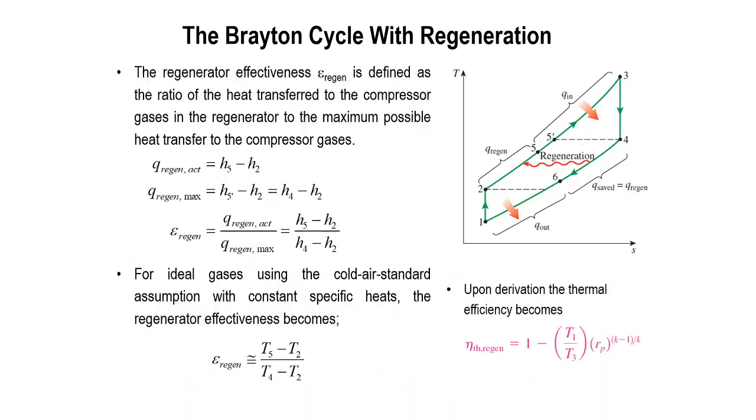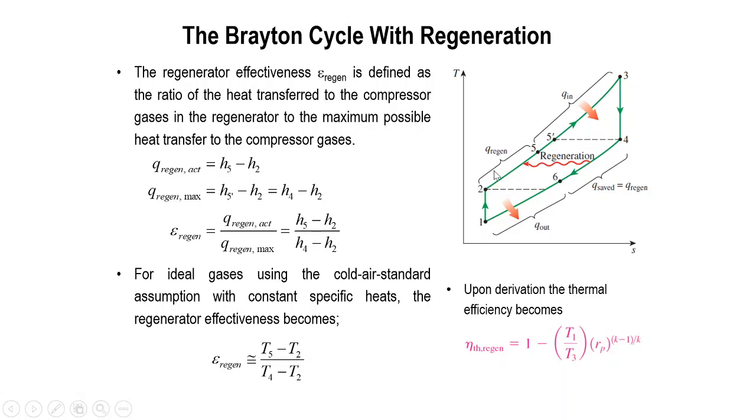The effectiveness of regeneration is defined as the ratio of heat transfer to the compressor gases in the regenerator to the maximum possible heat transfer to the compressor gases. So Q regeneration actual is your enthalpy at point 5 minus the enthalpy at point 2. So this is your heat being regenerated. That is the actual.